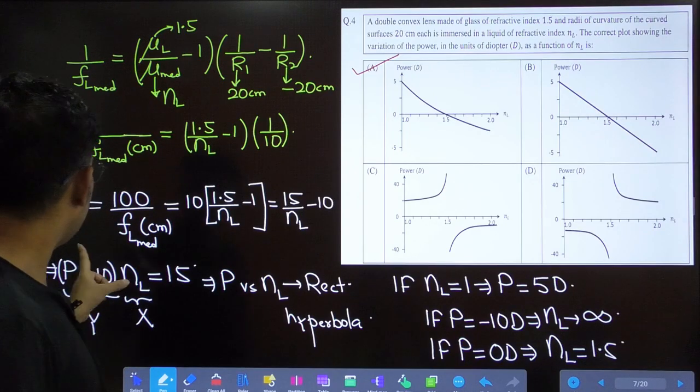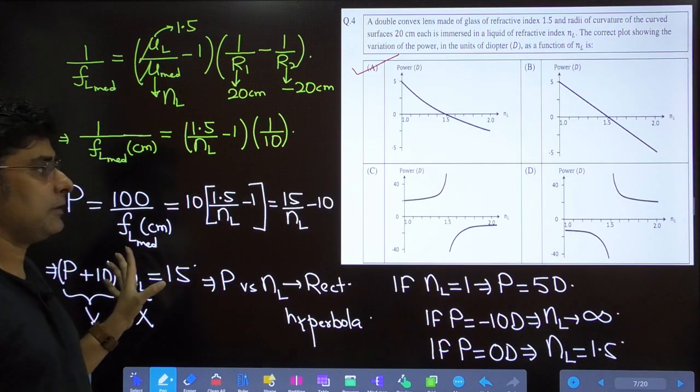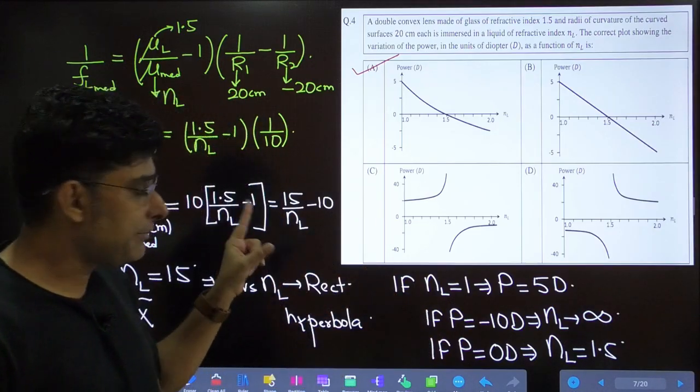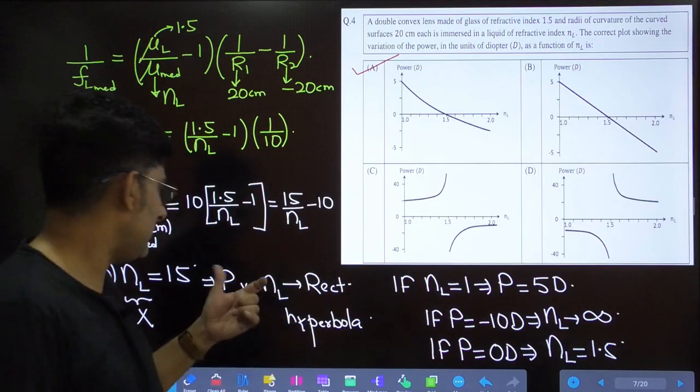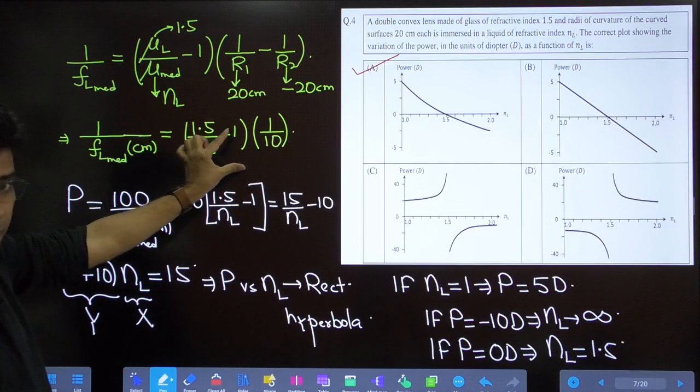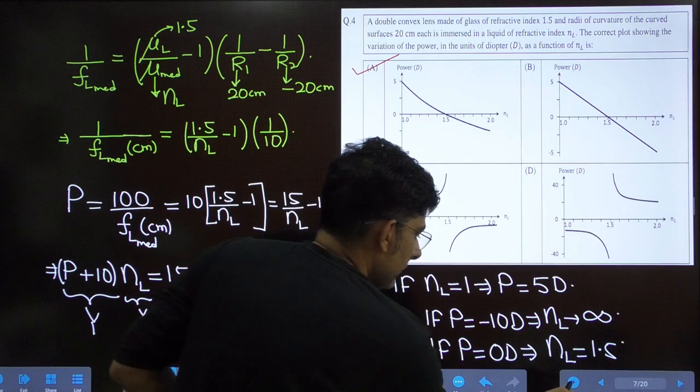Now this was the power, just the optical power. But if I write the power with respect to the medium, then things will change. In which way will it change? Now we know the value of 1 by FL over here. We are seeing this expression. Now I'll show you what will happen next.